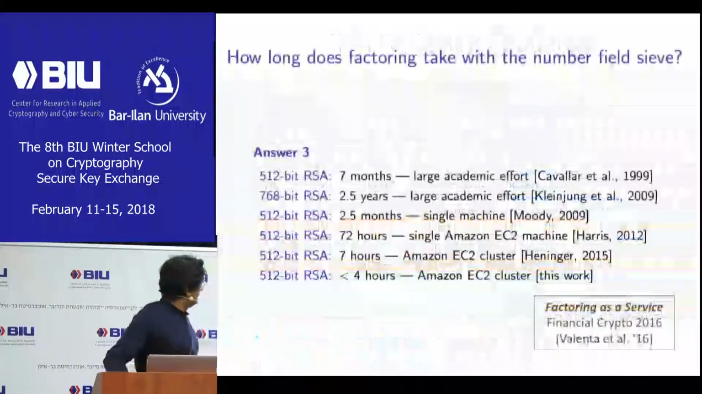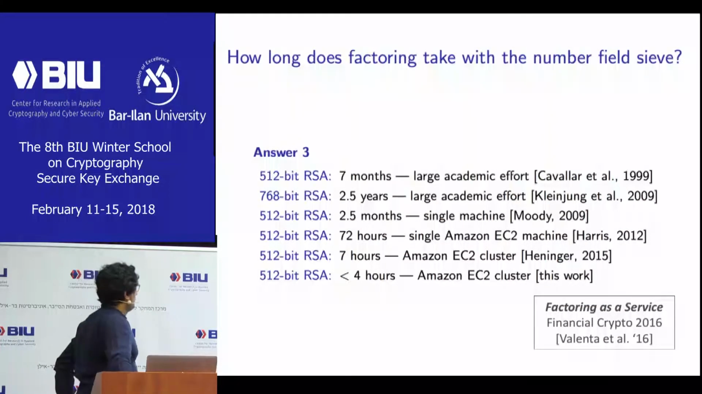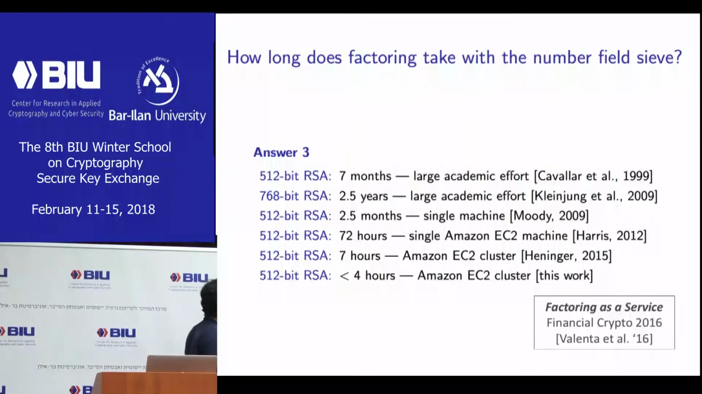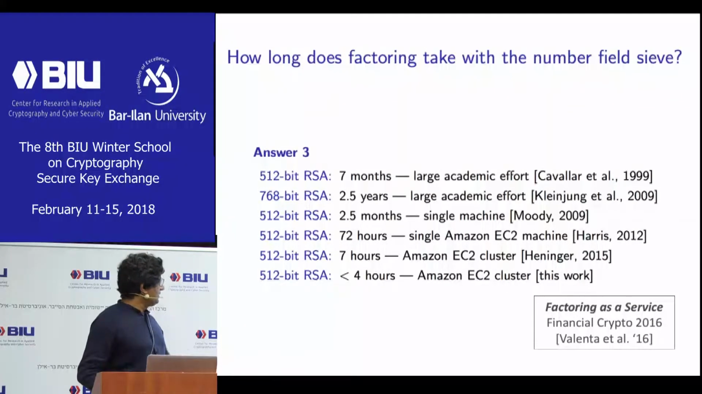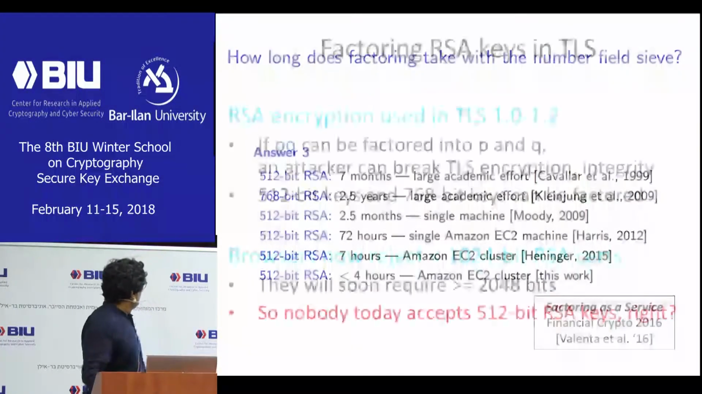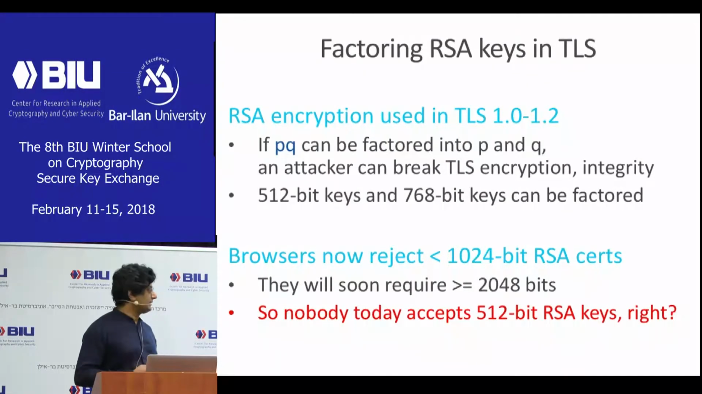Okay, and how long does it take to factor a key? Well, here's an estimate again from Nadia. If you take 512-bit keys, it took about 7 months in 1999, but right now it takes a few hours on an Amazon cluster. For a few dollars, you can break a 512-bit RSA key. Okay, so this is like some rough numbers from a couple of years ago. The numbers might have gotten better.